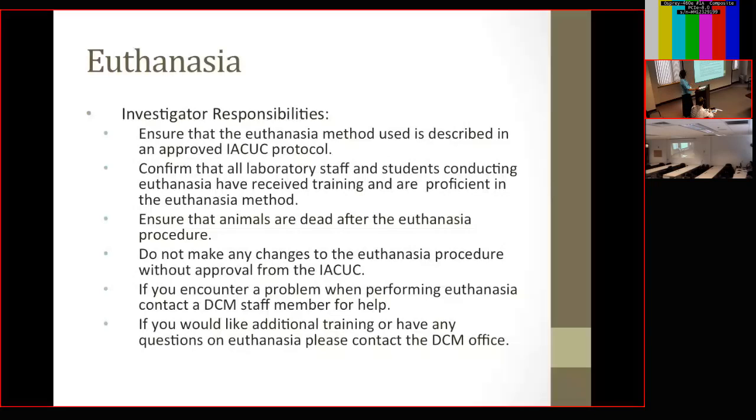And just like any other change to the experiment, you can't make any changes to the euthanasia method without IACUC approval through the amendment process. And my office is always very happy to assist anybody that has any questions or needs any help with euthanasia, because we want to make sure that y'all are doing it correctly.